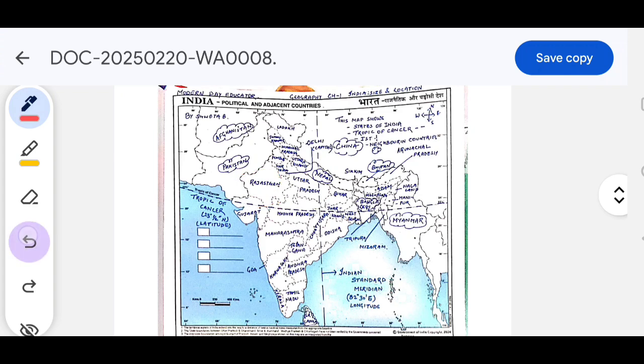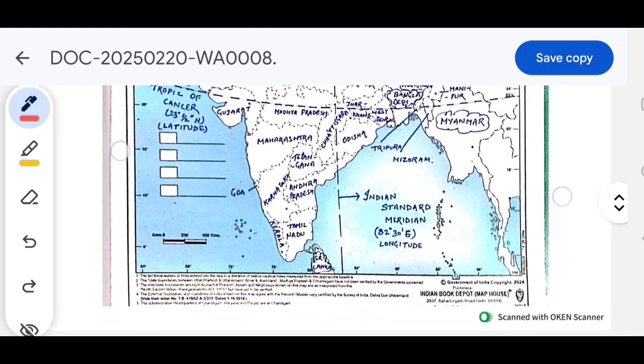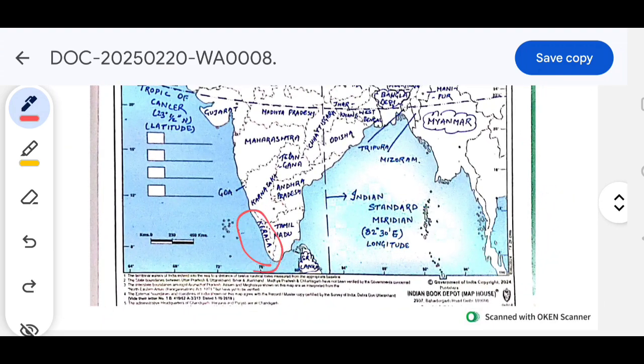Now if we talk about Gujarat, Gujarat's capital is Gandhinagar. Then we come to Madhya Pradesh. Madhya Pradesh's capital is Bhopal. Then we come to Maharashtra. Maharashtra's capital is Mumbai. Then we come to Goa, which is the smallest state. Its capital is Panaji. Then we come to Kerala. Kerala's capital is Thiruvananthapuram.